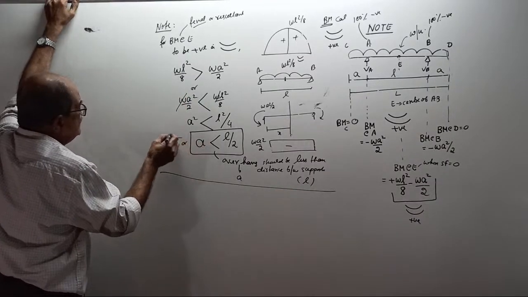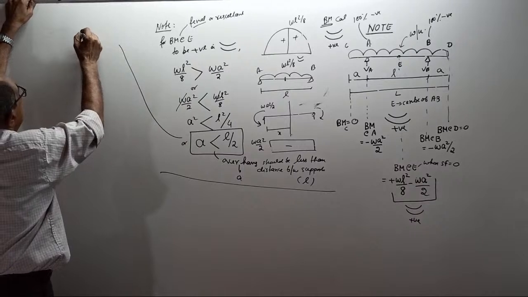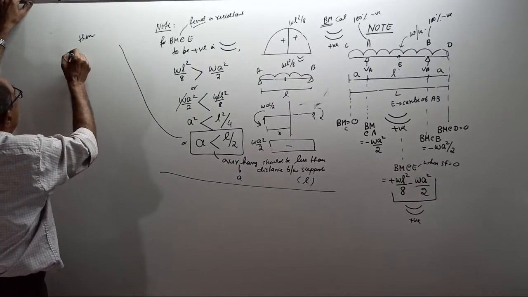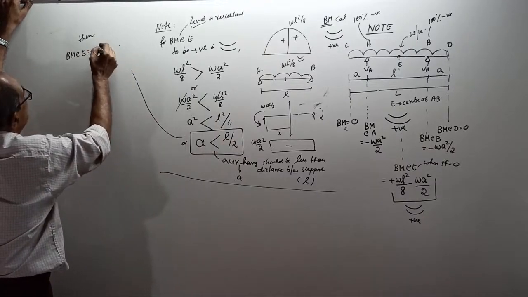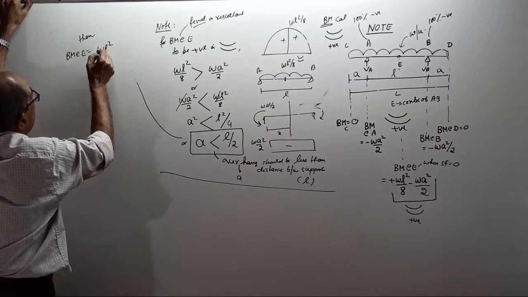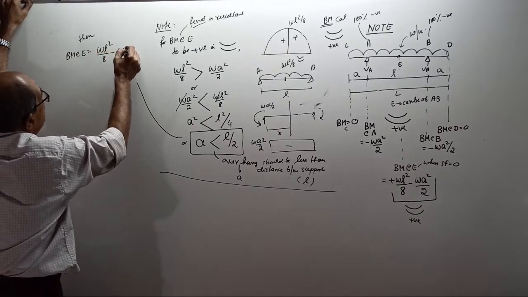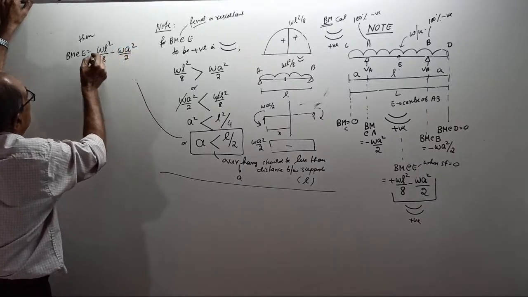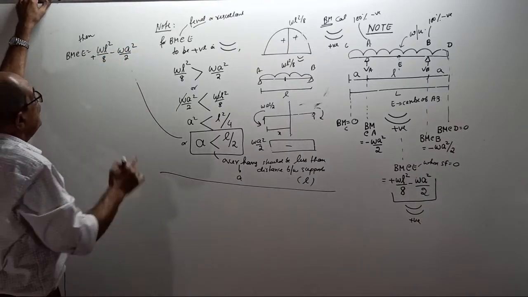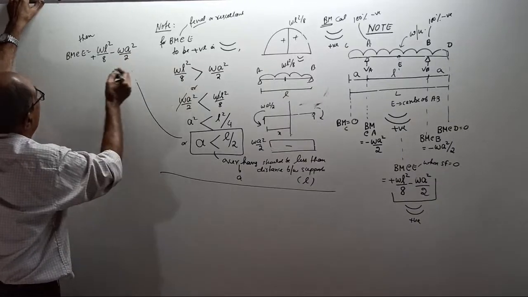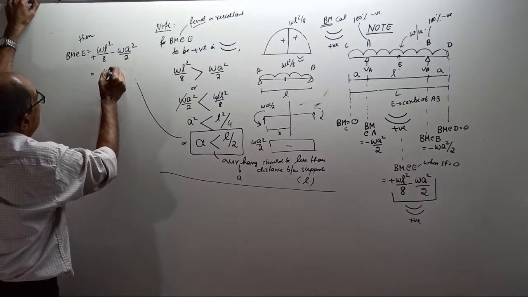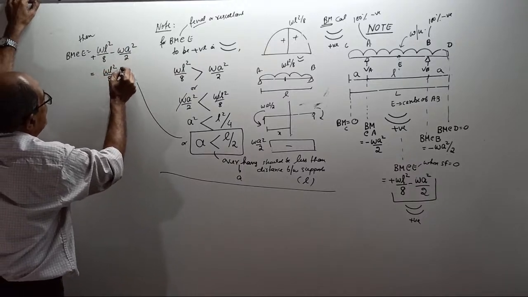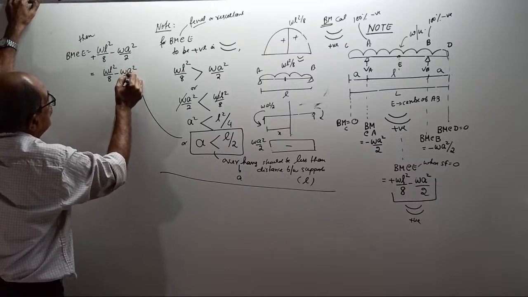One minute now, then tell the answer. Then bending moment at E equal to, what is the answer? It is plus WL square by 8 minus WA square by 2. That is the formula. Since this is bigger, the answer is guaranteed WL square by 8 minus WA square by 2.